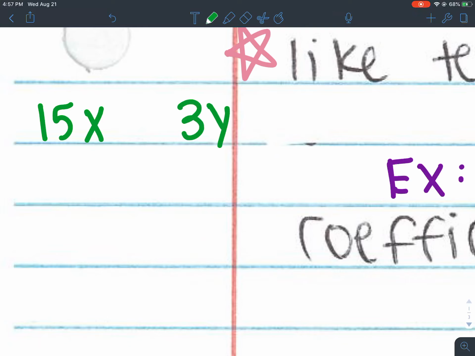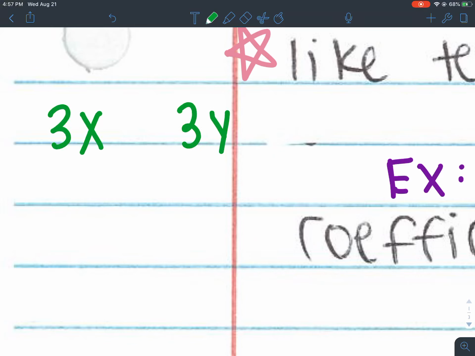Those are not like terms because their variables are not the same. Let's say 3x and 3y. Are these like terms? Nope. Their variables are not the same. I don't care that the number in the front is the same. The variables are not the same, so they're not like terms.